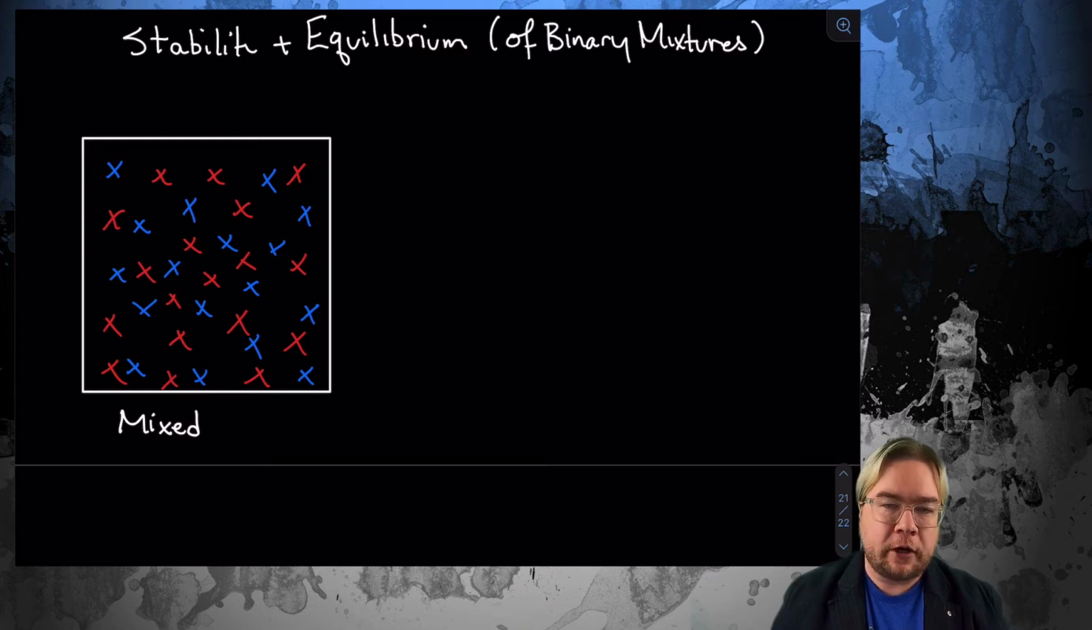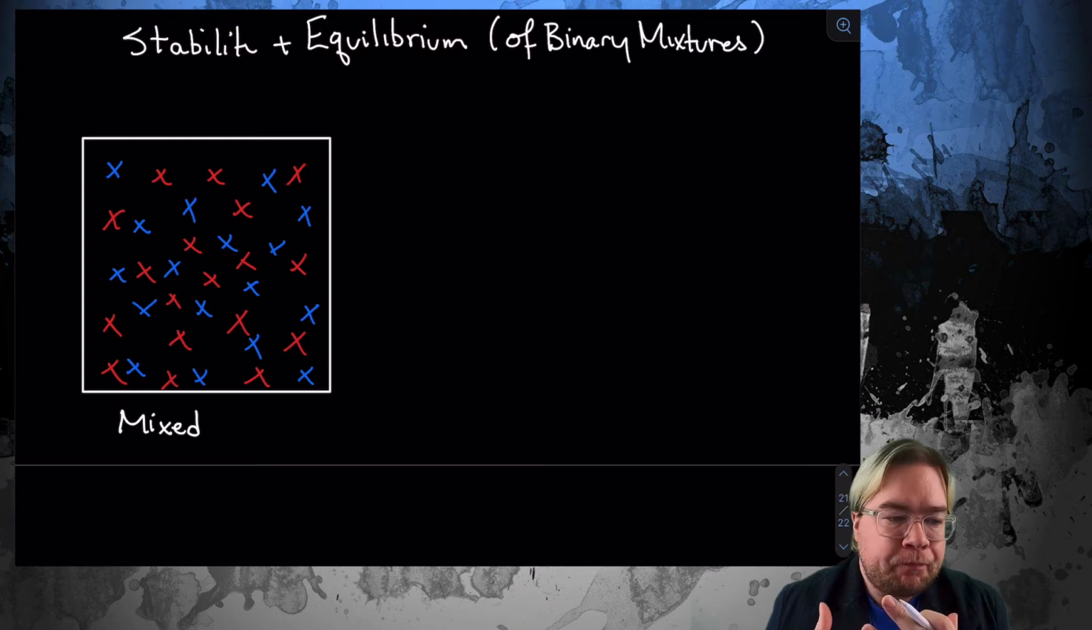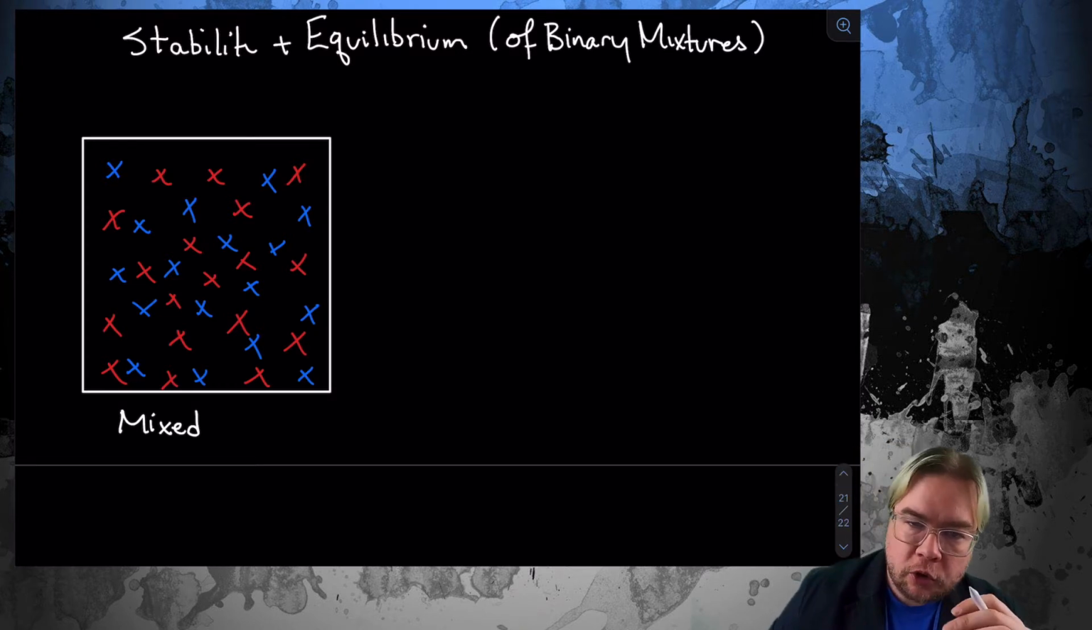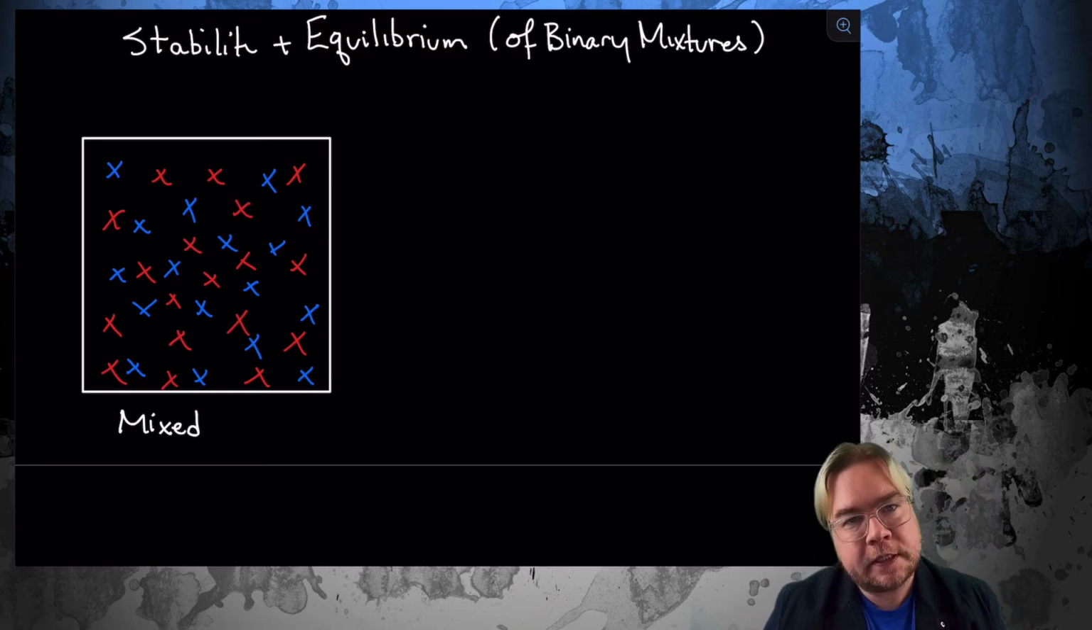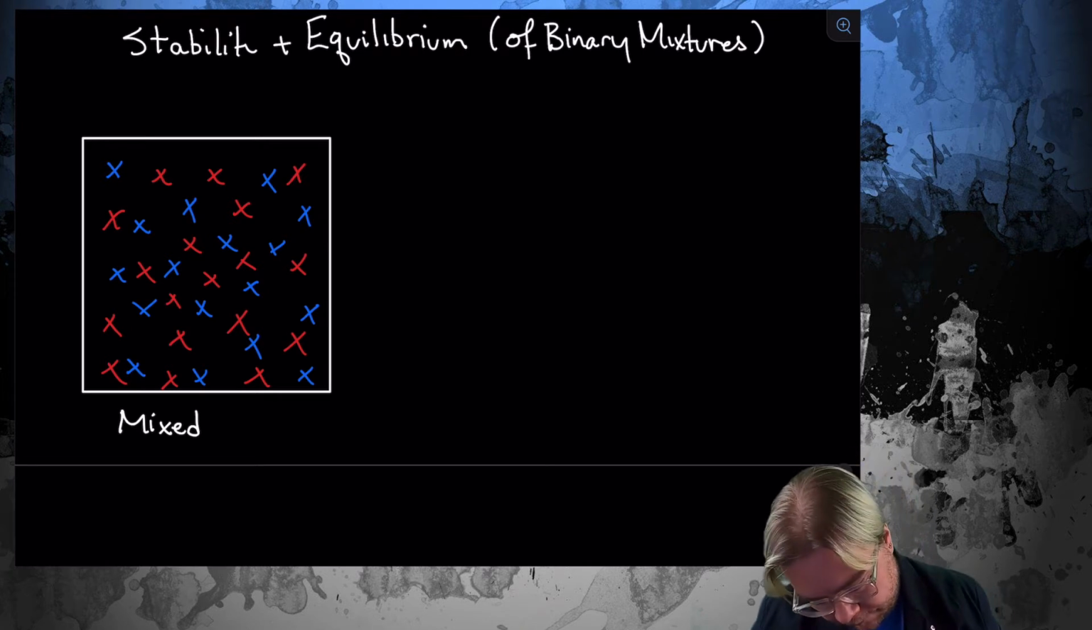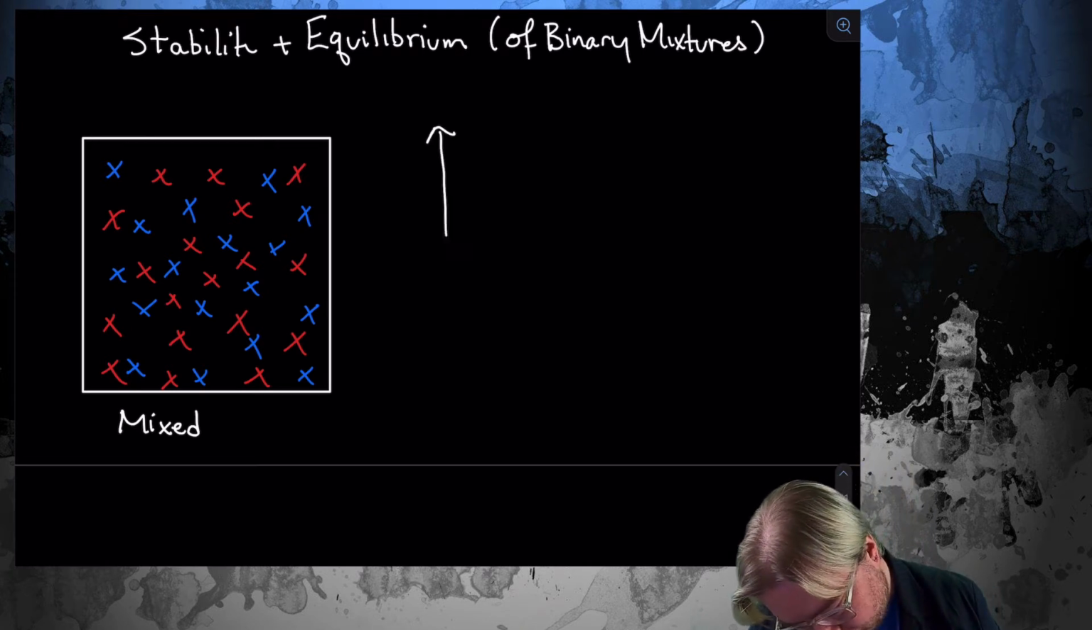So now that we have a deeper understanding of what the Flory-Huggins parameter is and what the Flory-Huggins equation is, now is the time to start talking about when things will mix and when they won't mix. So what I'm showing here is that I have a system, and you can see that the system looks really mixed.